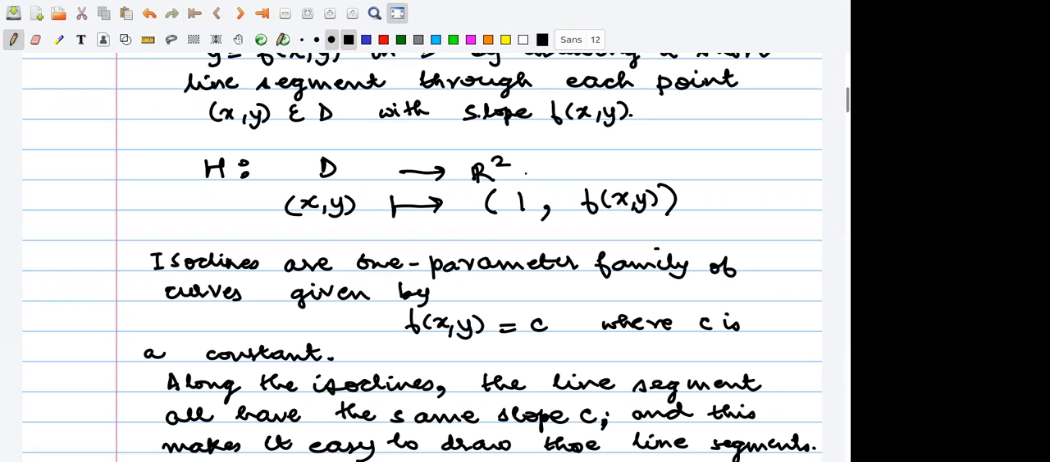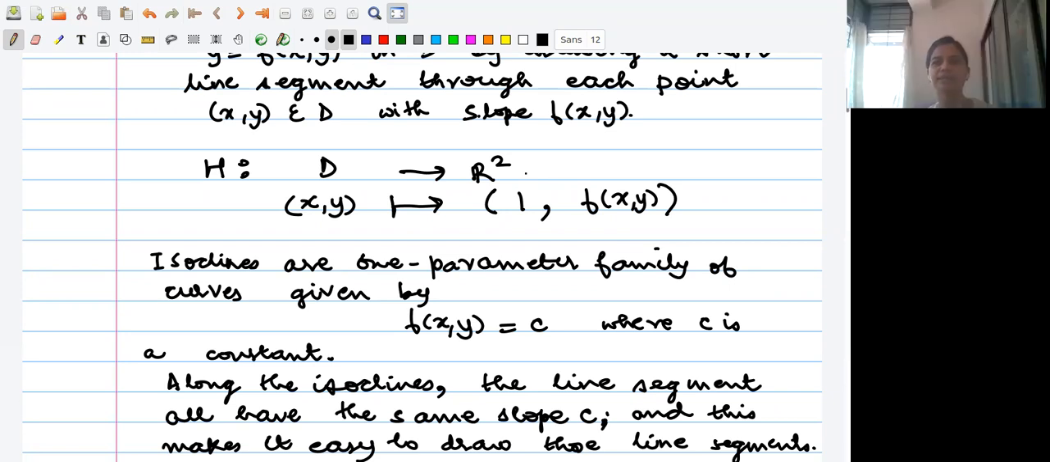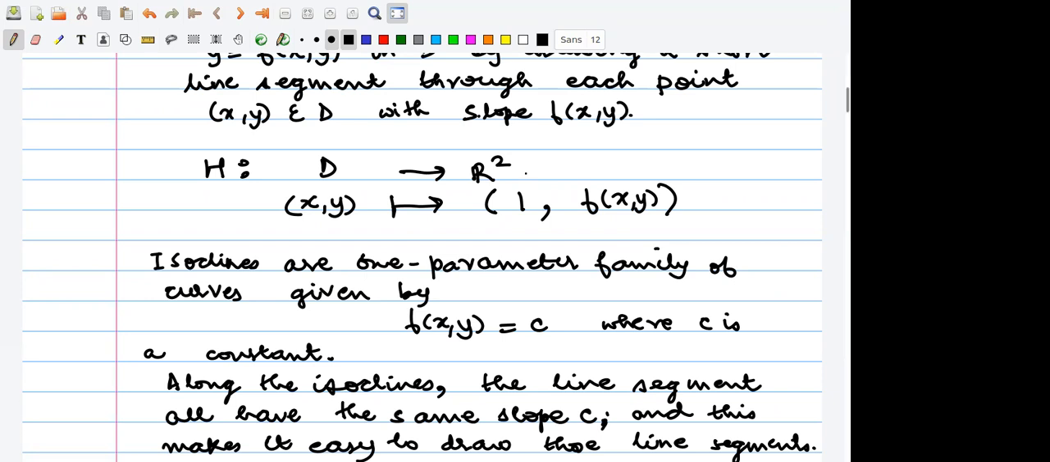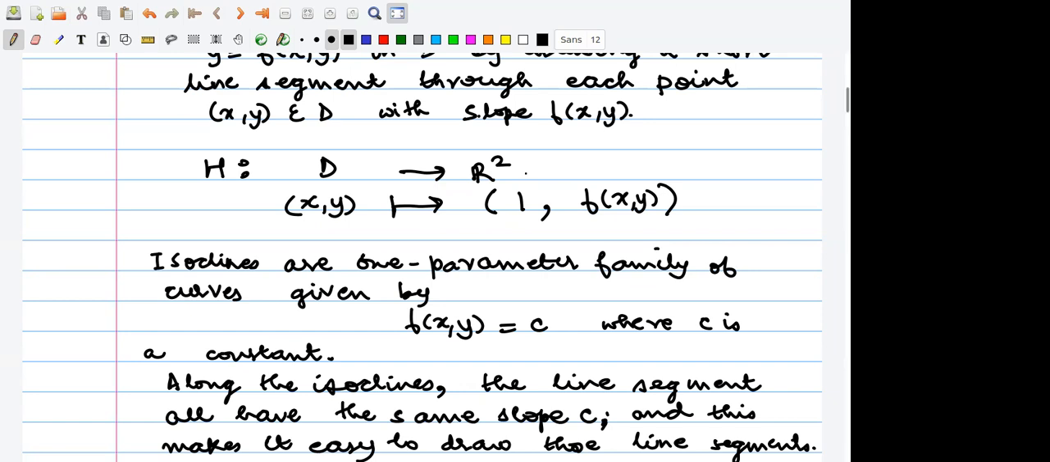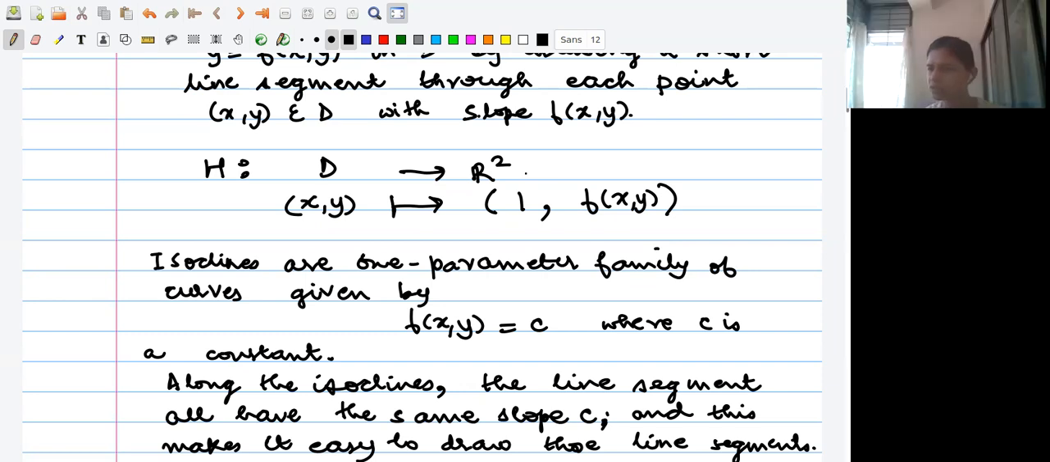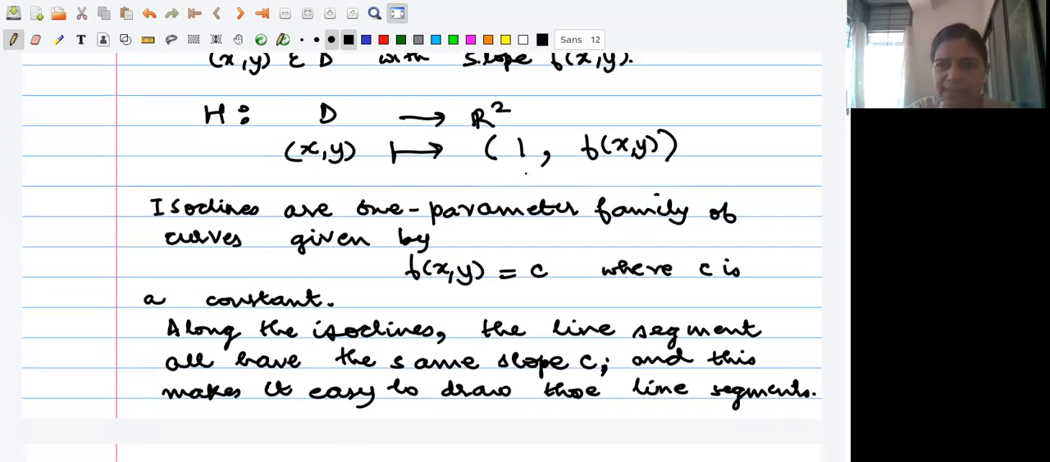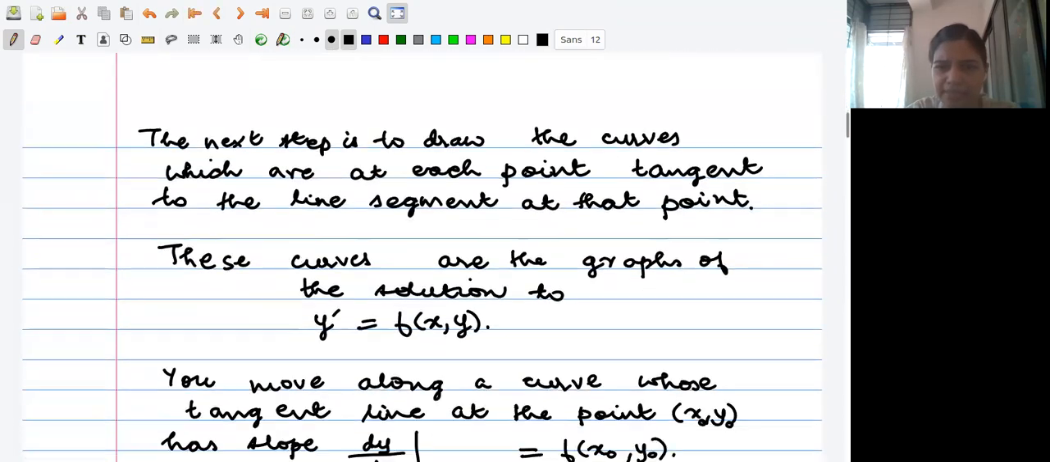Excuse me, ma'am. Yes, please. I'm Meghna. Okay, go ahead, Meghna. Just confirming, ma'am: in the direction field, we wrote x comma y. We associated it with 1 comma f of x y, right? Yes. One is the x component of the vector, and f of x y is the y component. Let's write it out like this.